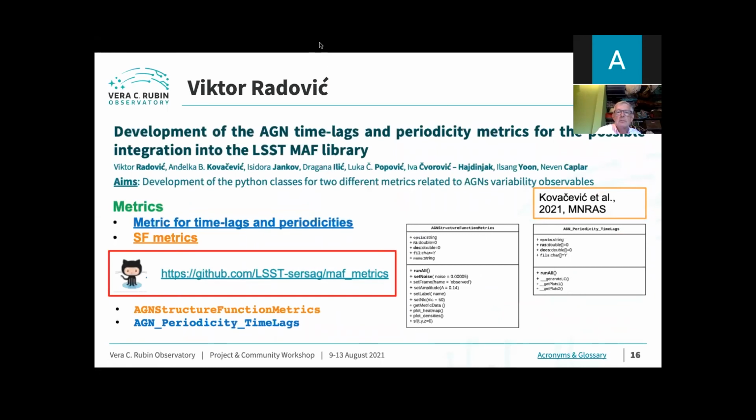Hi everyone, thank you. My name is Viktor and I will report on the current development status of the Pythonic tools that are developed by our Serbian in-kind team. These tools are developed in response to the LSST call for designing metrics for evaluating survey strategies in the context of AGN variability. The accent of this talk is on the developed software environment for which the scientific justification is given in the paper Kovacevic et al.